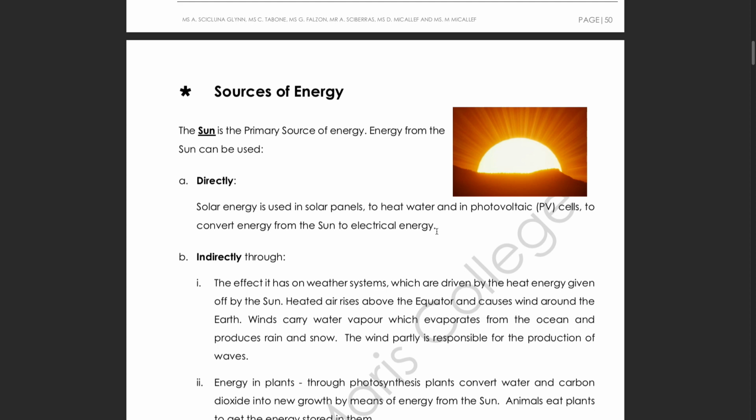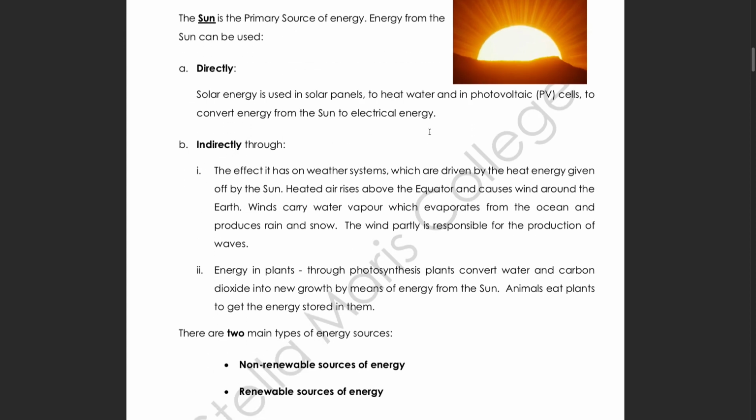So the energy from the sun can also be used indirectly, through the effect it has on weather systems, which are driven by heat energy given off by the sun. We've already discussed that convection currents also exist on a larger scale in weather systems. Heated air rises above the equator and causes wind around the Earth. Winds carry water vapor, which evaporates from the ocean and produces rain and snow. The wind partly is responsible for the production of waves.